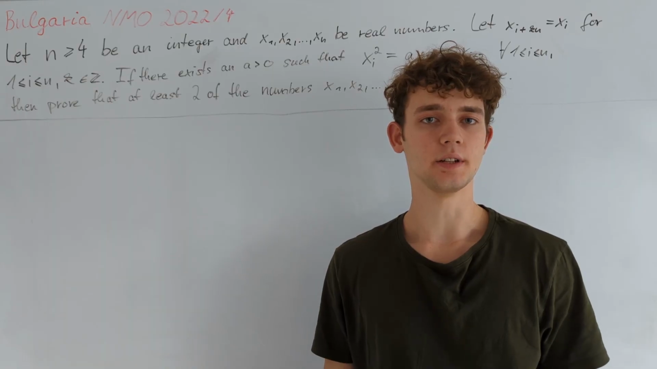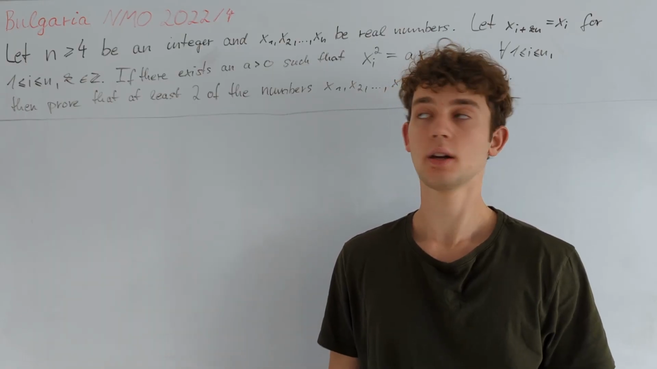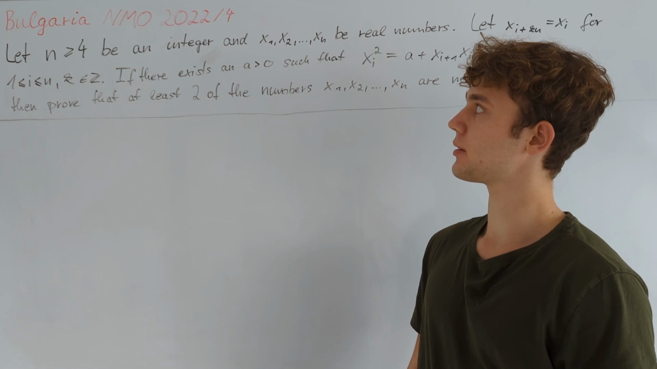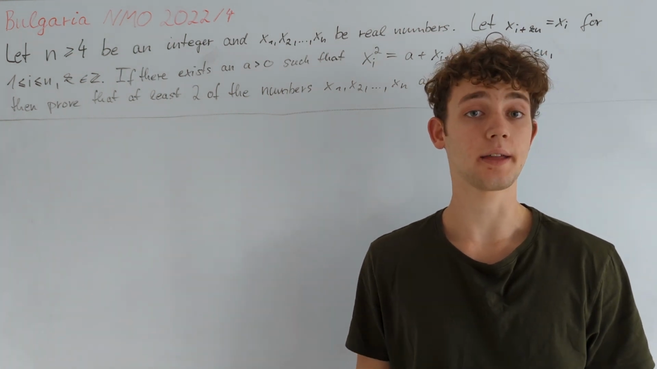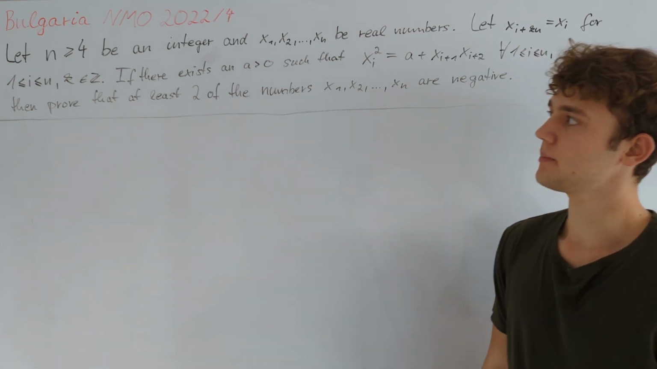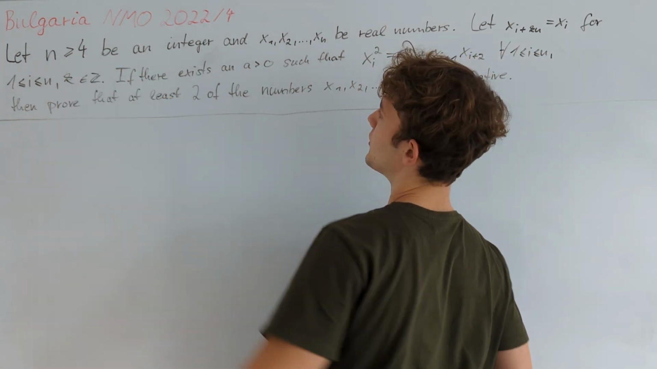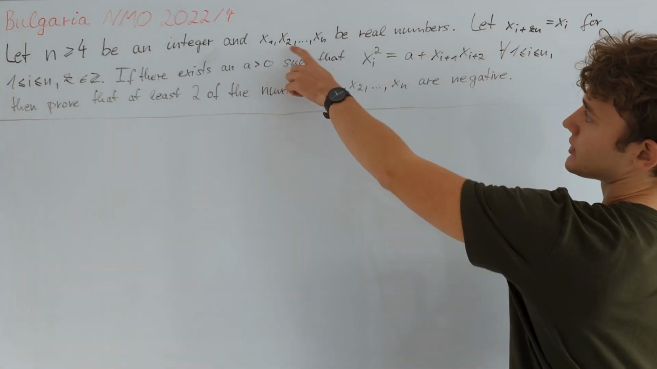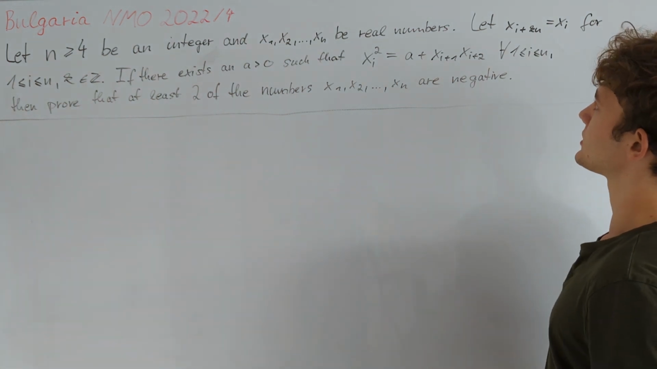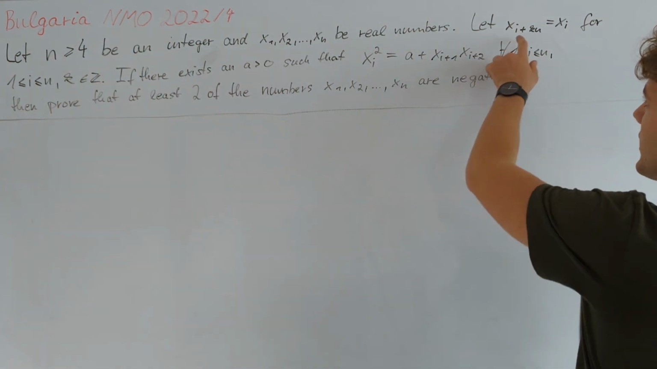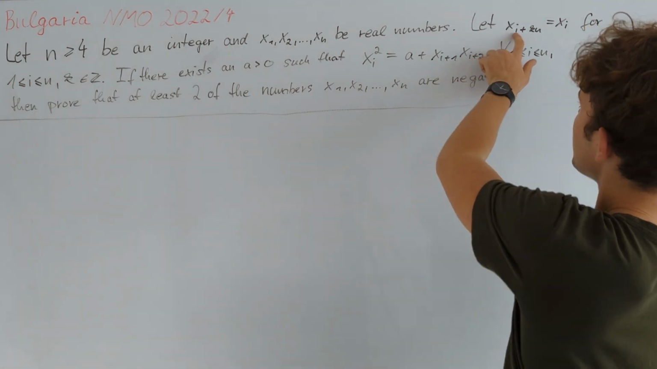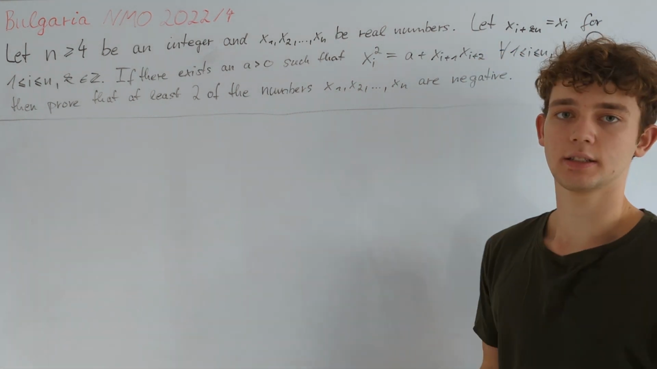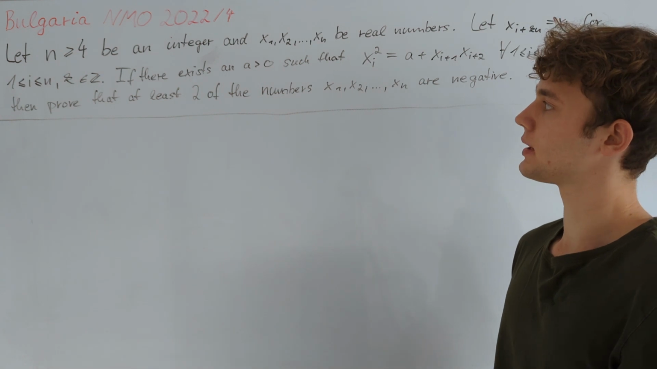Hey guys, in this video I will present a solution to Bulgaria National Math Olympiad 2022 problem 4. Firstly, we'll have a look at the statement. Let n be an integer greater than or equal to 4 and x1, x2 up to xn be real numbers. We also define their indices to be cyclic with period n, therefore let xi plus kn just equal to xi.